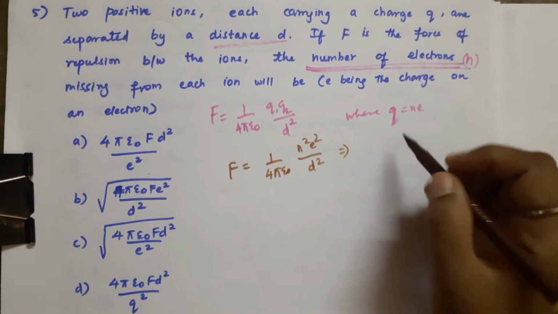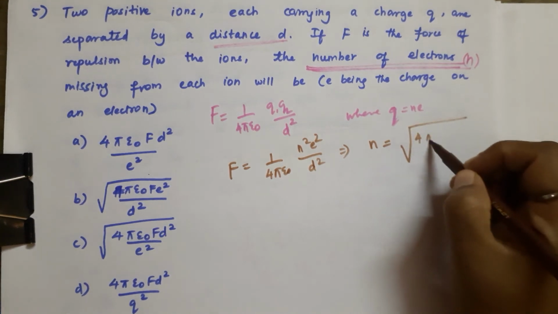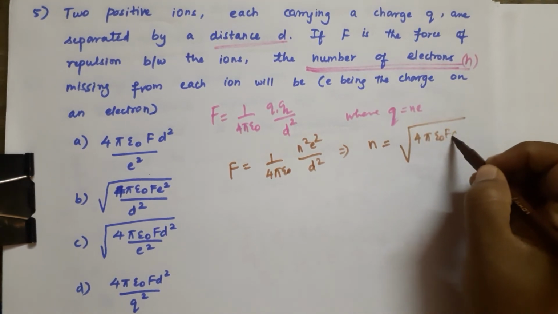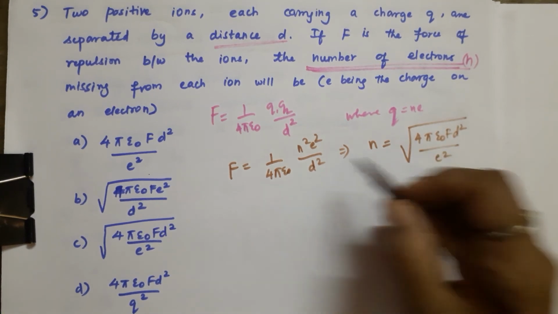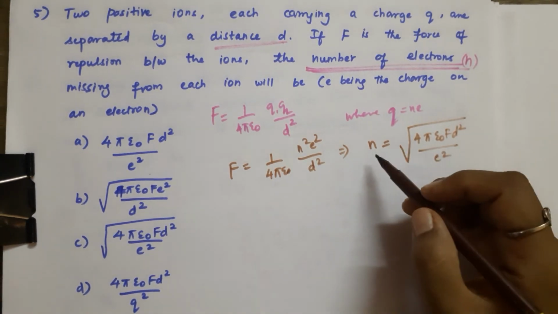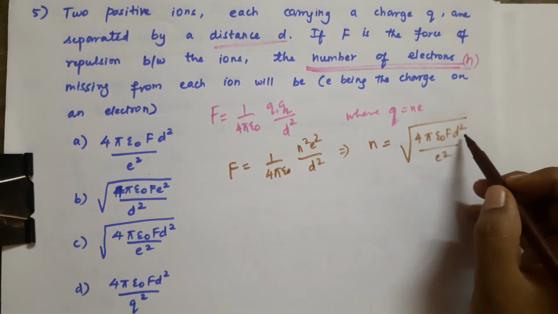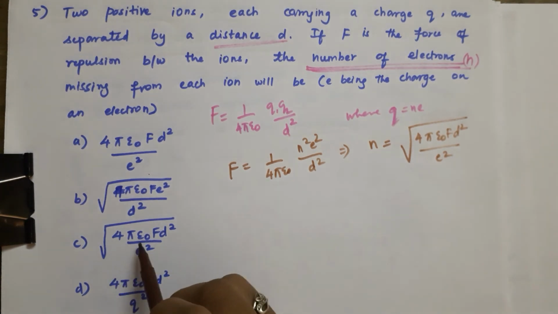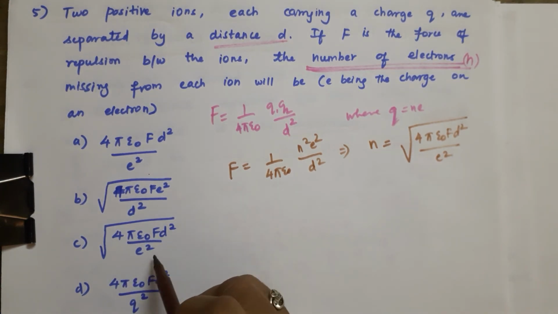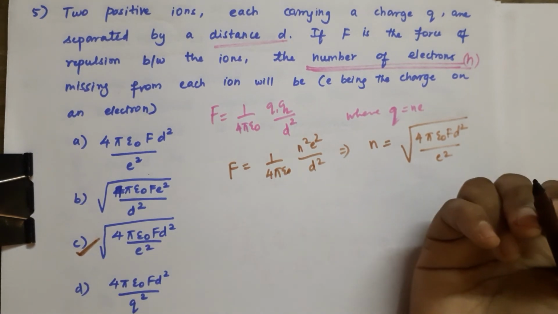What is n from this? n can be taken as root of 4 pi epsilon naught F d square by e square. When you cross multiply, you will have that n is equal to root of 4 pi epsilon naught F d square by e square. So check it here where we have this, 4 pi epsilon naught F d square by e square. That is C option is correct.